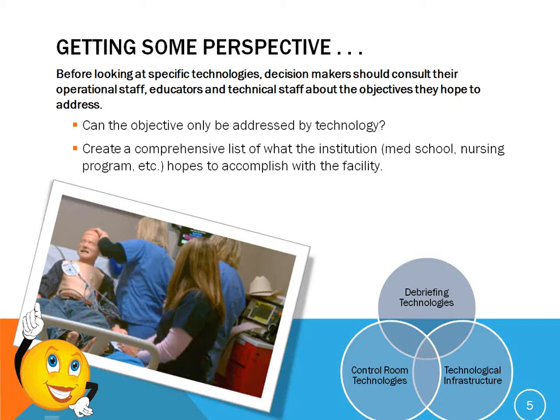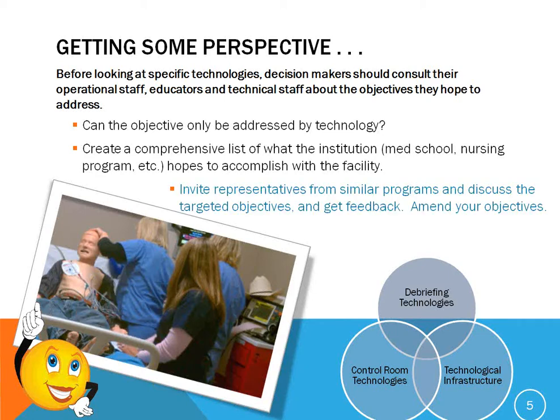Secondly, create a comprehensive list of what the institution hopes to accomplish with the facility that they're building. This is really important because different facilities have different means and methods for doing things. That then feeds into how you might place cameras and viewing angles depending upon what types of teaching methods might be used. Some places use a more traditional method where they always approach a patient from the right, and other institutes teach in more of a free form, where they leave it up to the student to decide how they're going to do that. So it's important to get that perspective and ask those questions.